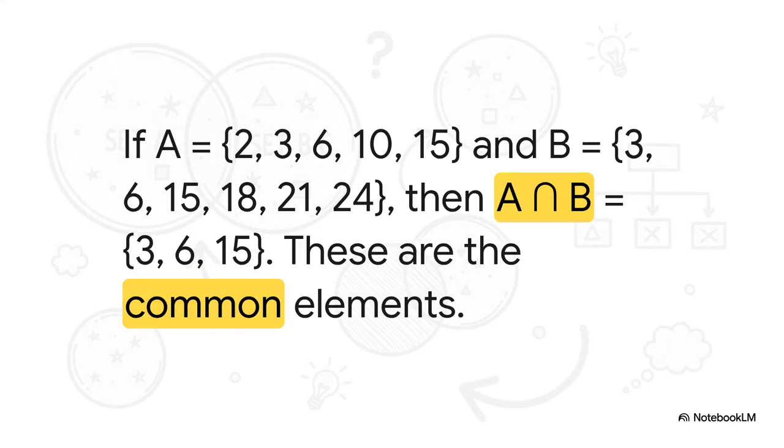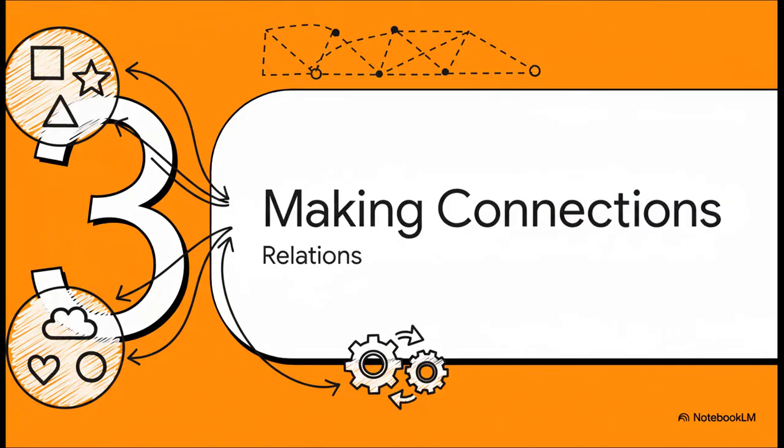So here's the crucial thing about intersection. It lets us be incredibly specific. It pinpoints exactly what's shared between these 2 different groups. This is how a database could find, for example, all the customers who both bought a product and also left a 5-star review.